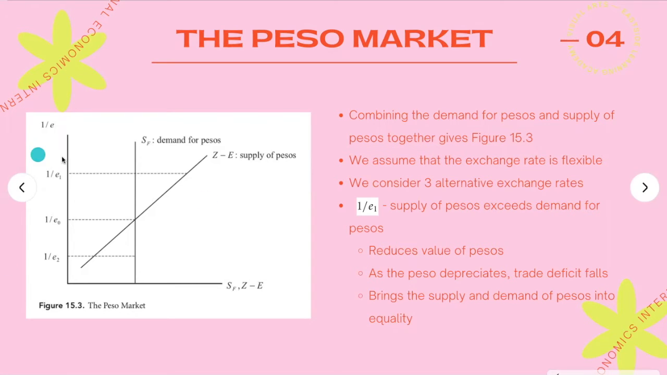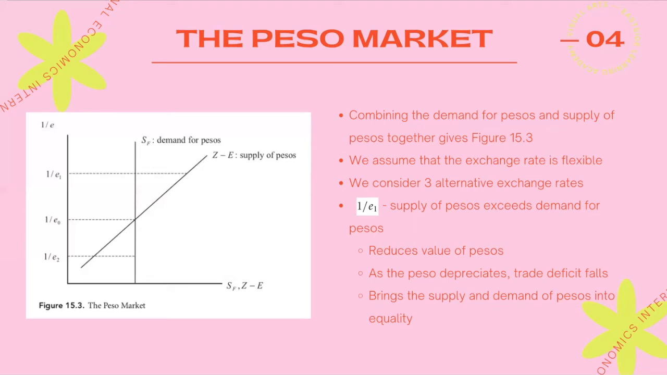And the next is 1 per E2. It is shown that the demand for pesos exceeds the supply of pesos. The demand exceeds the supply of pesos, right? This increases the value of peso that will result in the rising of the trade deficit, and the rise in the trade deficit will bring the supply and demand of pesos into equality.